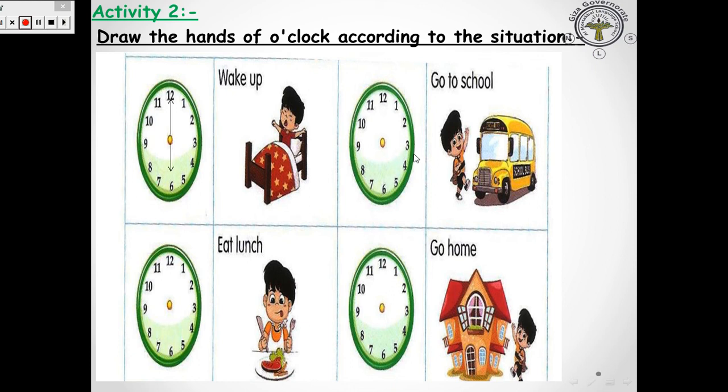Next picture, this boy goes to school at 7 o'clock. So we draw the long hand pointing to 12 and the short hand pointing to 7.